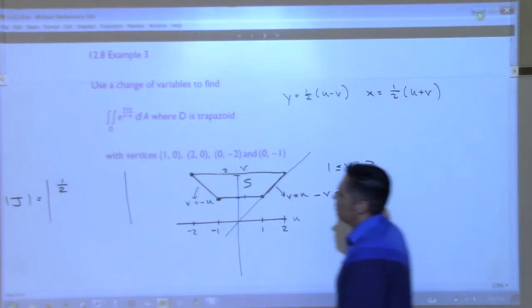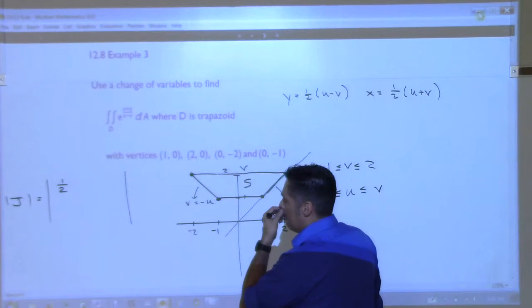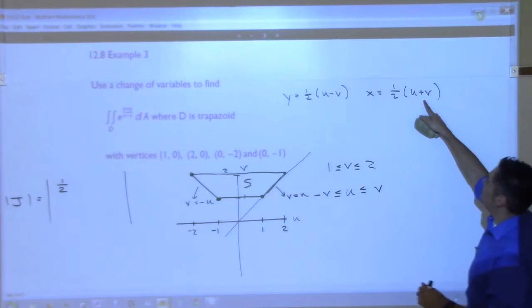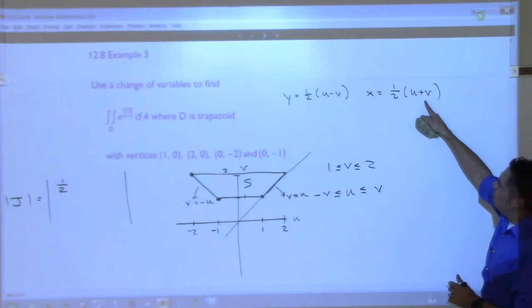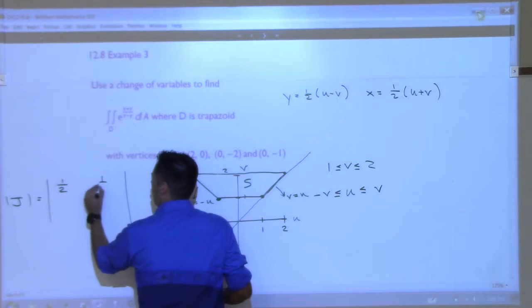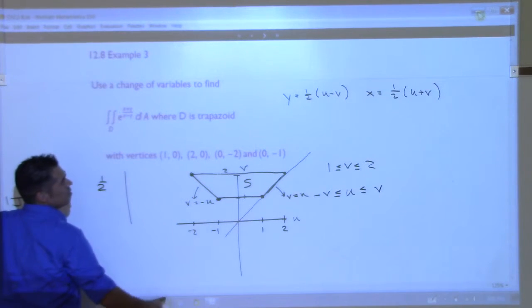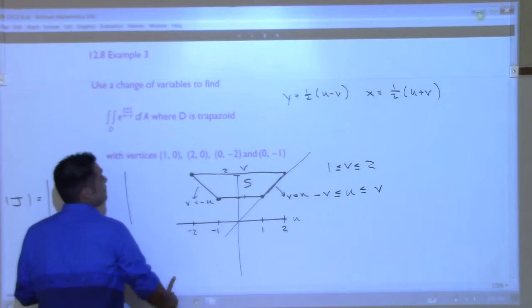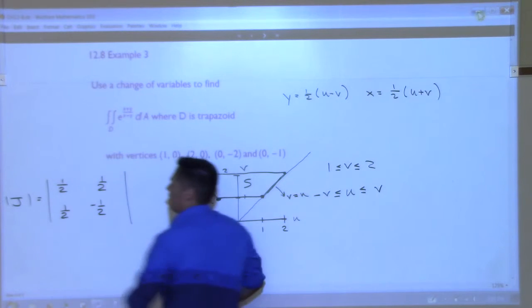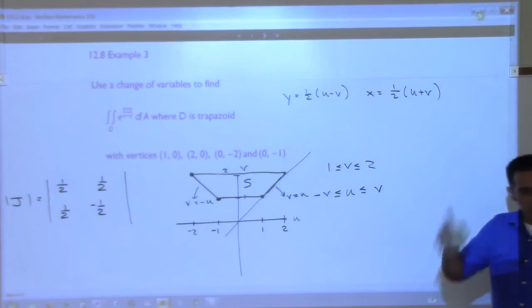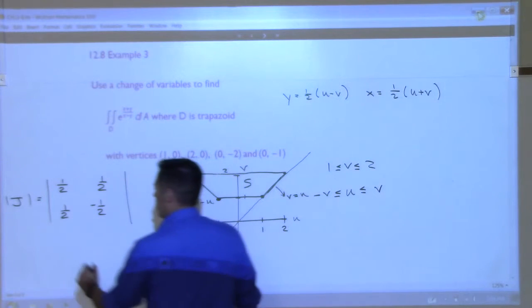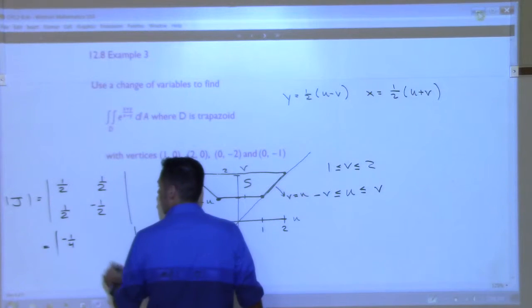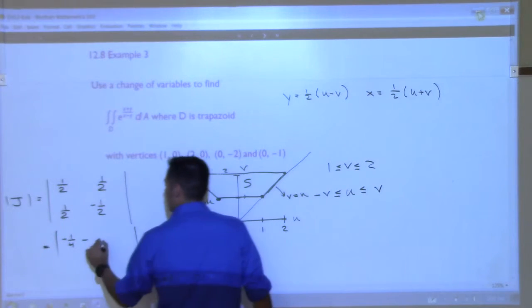Okay? So let's see here. What's next? Partial of x with respect to v. 1/2 again, right? Okay, partial of y with respect to u. Half again. Partial of y with respect to v, negative 1/2. So now do your little diagonal thing. So you get negative 1/4, and this is going to be absolute value when we're done. And then minus 1/4 again.